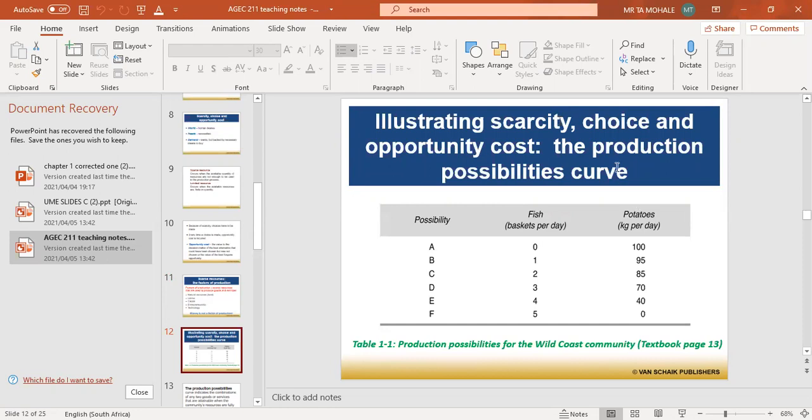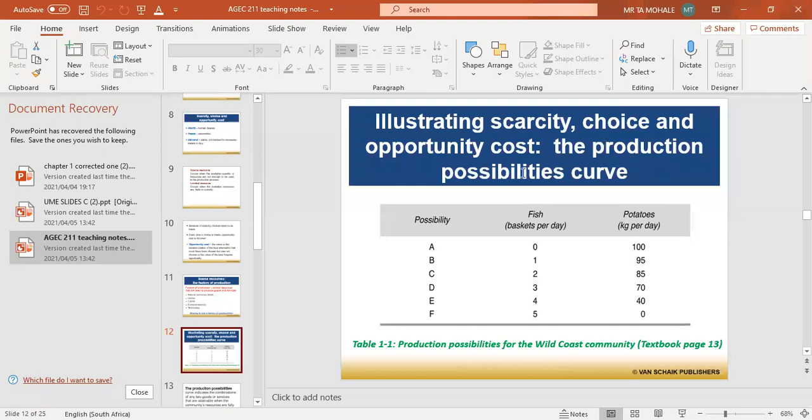So what is production possibility curve? Look at this table here. We are going to use this table to compute a production possibility curve or a production possibility frontier, meaning that for us to draw a production possibility curve, we must have two commodities. That is a point of departure. And the two products that are in question here are fish and potatoes. These are the two products.